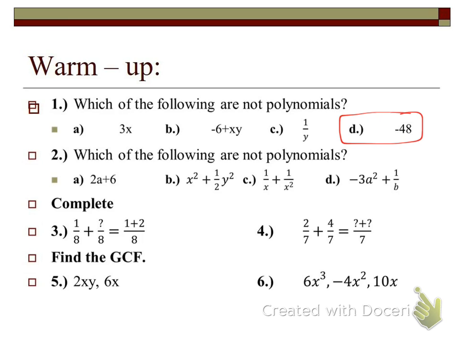So we're thinking about which ones are not polynomials. C is not a polynomial. There's only one term there. Which other one is not a polynomial? A. All of these only have one term. Okay, so we determine where our terms are based on plus or minus signs in between them. So since there's a plus sign in between the -6 and the xy, that is a polynomial.